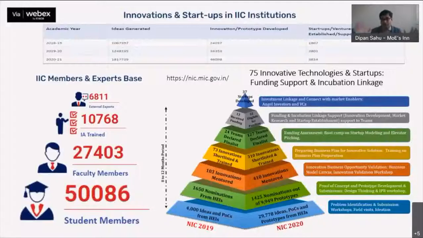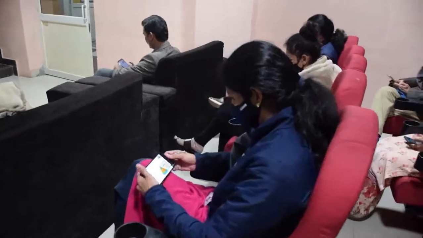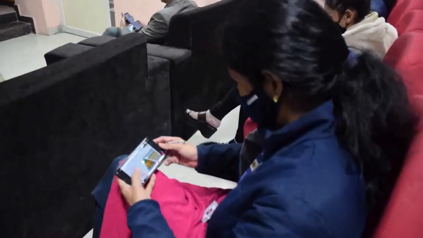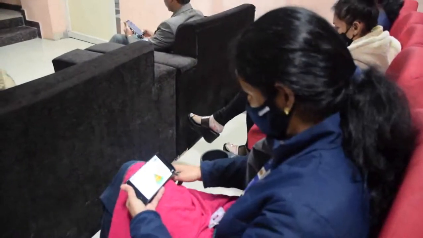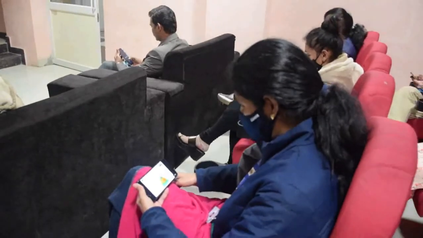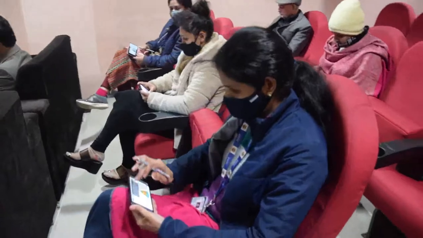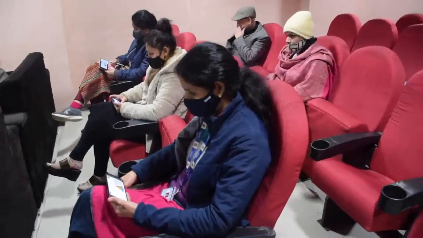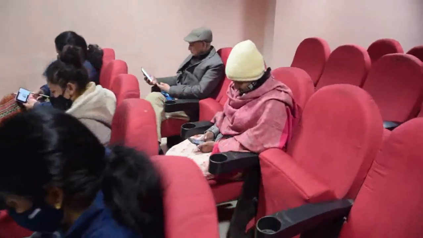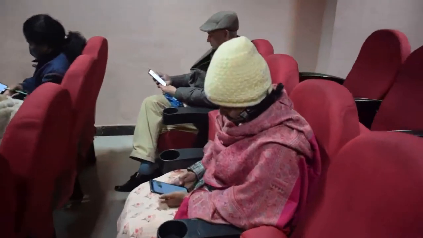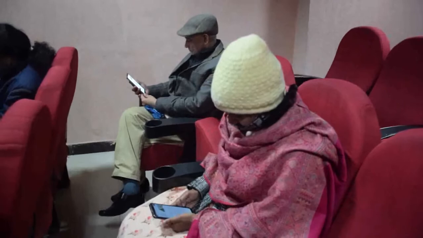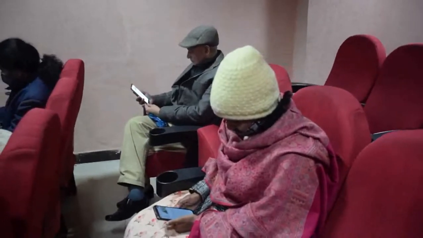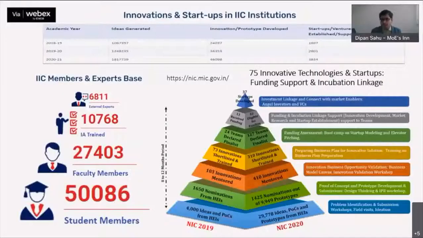Let's give a glimpse of the kind of ideas, innovations, and startups coming from all these IIC institutions. In 2018-19, more than 10 lakh ideas were developed, and these ideas were then converted into innovations and prototypes. It is around 24,000, and around 1,867 startups, ventures, and small and medium enterprises have been developed from these academic institutions. And this number has grown, and the trend has moved upward in 2019-20 and 2020-21. In 2020-21, we found more than 46,000 innovations, and the number of startups and ventures grew to 3,800.